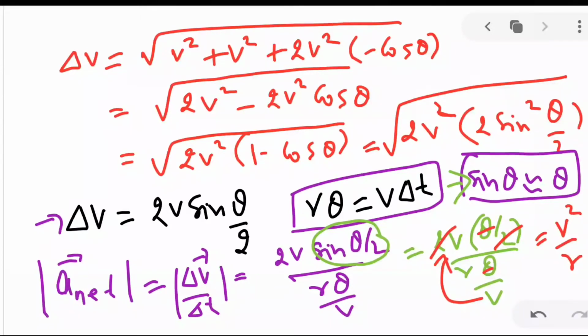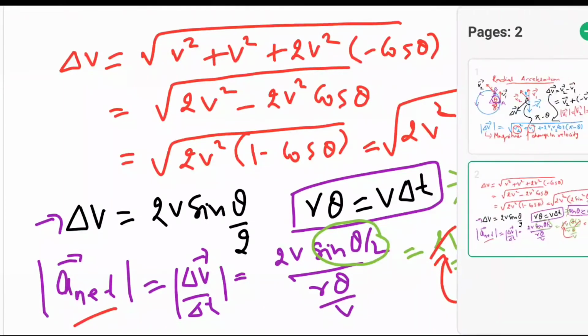So what is this? This is the net acceleration. We have the expression for net acceleration: A net is equal to v square by r.